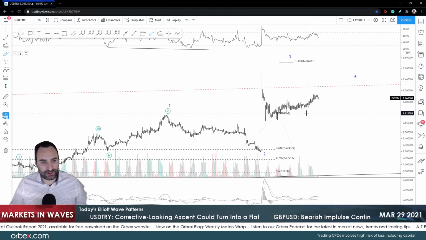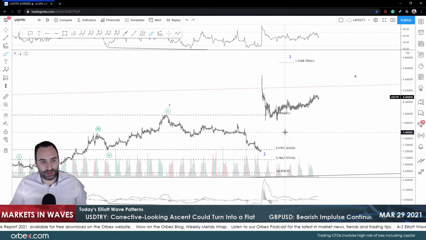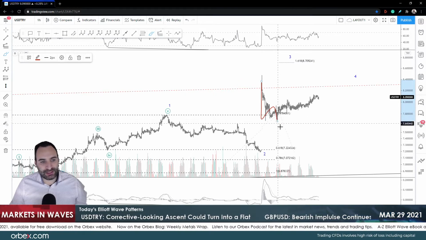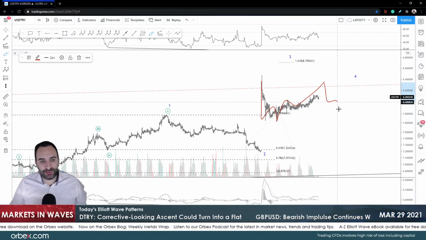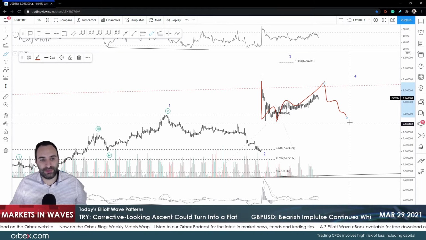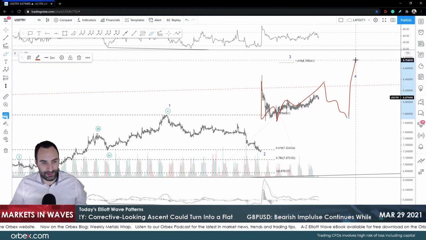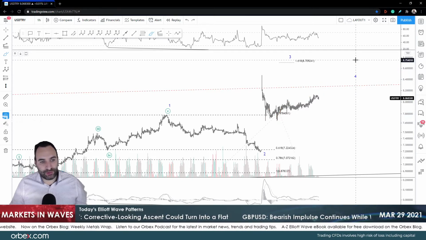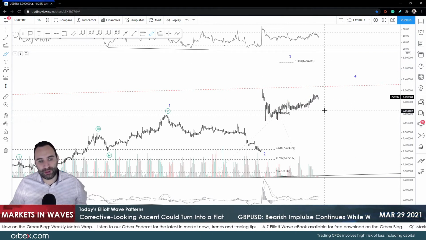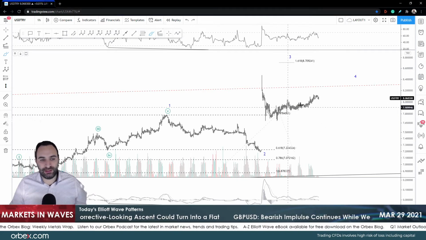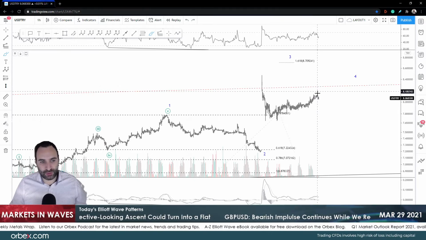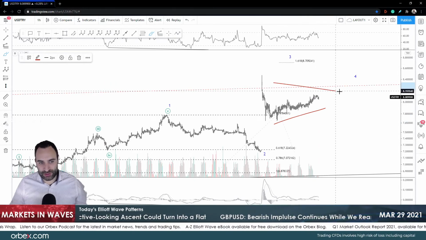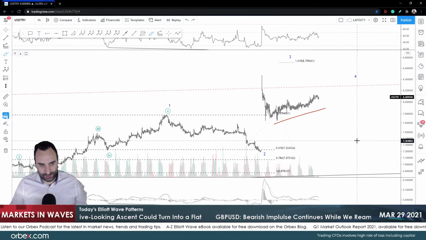Or the other scenario, which to me might be a bit more probable, because of the corrective structure that we've seen since the high, or since the low as well. It could be a case that this is an ABC, this is another ABC, and we're going to see some sort of a flat pattern over here, and then move all the way up for wave 3. So these are the two scenarios I'm looking at. Obviously, when we're talking about flats, it's very early in the second wave, which also decreases the chances of that turning into some sort of triangle or any other corrective pattern.